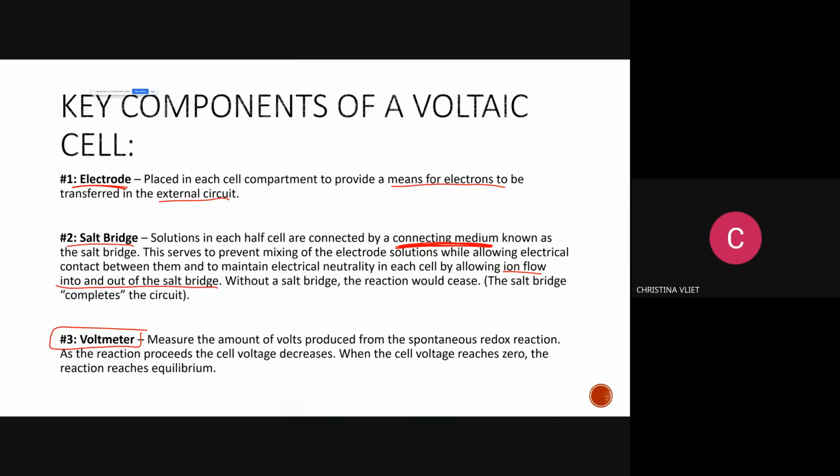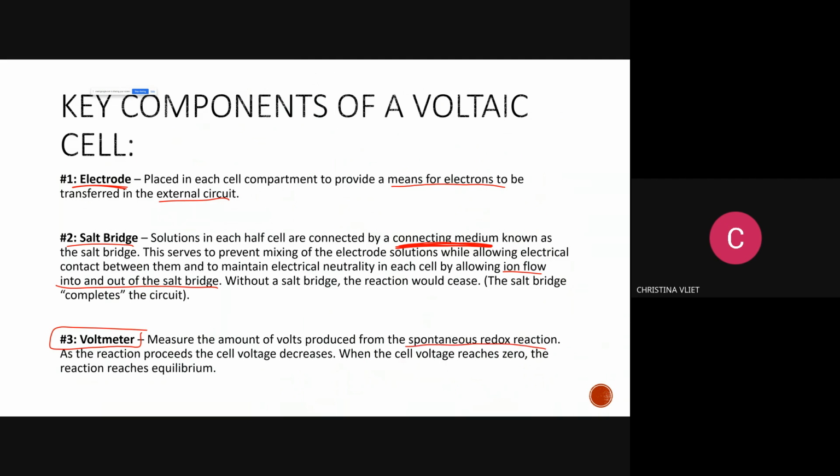I don't know if you remember those from previous, but you had these little black clips and red clips that you would put on the voltmeter, and it would have a little lever that went up, and that would tell you that you were conducting electricity. So we'll have that as well. So it measures the amount of voltage produced from a spontaneous redox reaction.